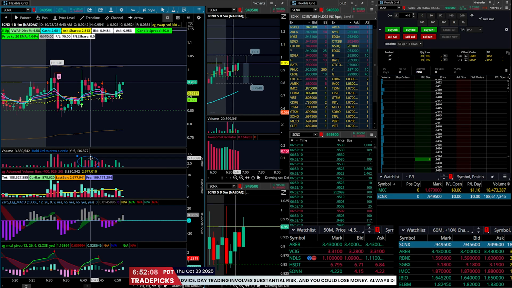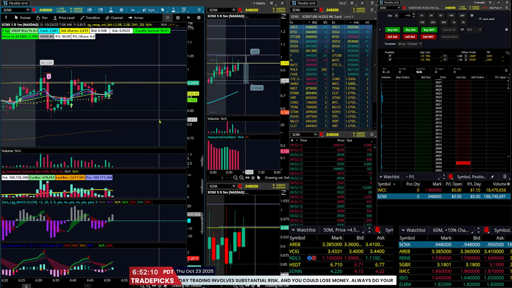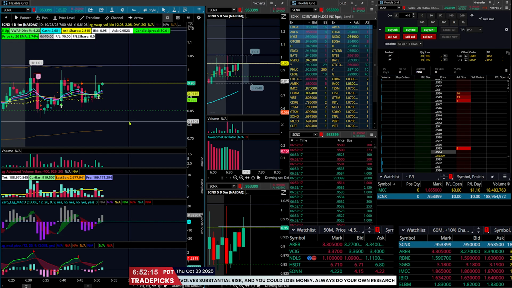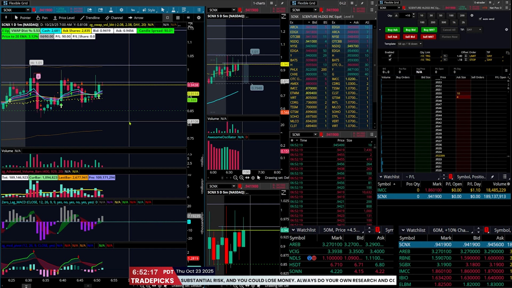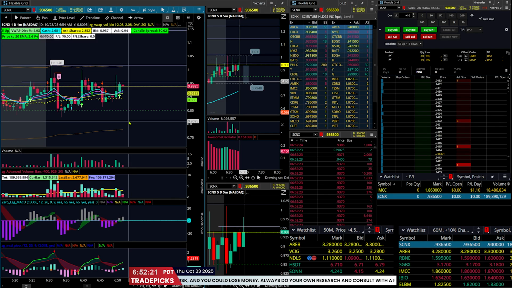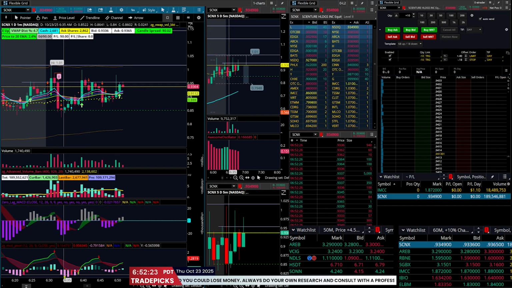That line I drew there off the daily is perfect. That's where the resistance is. If you go look at the daily, it's where most of the action is bunched together, and that presents a problem.